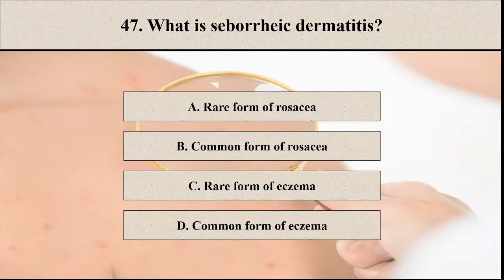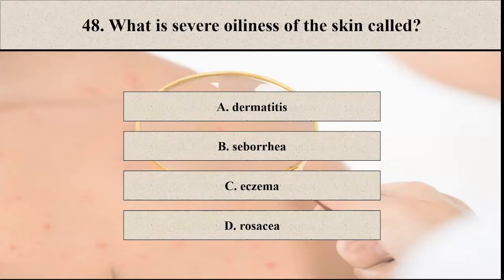What is seborrheic dermatitis? Is it rare form of rosacea, common form of rosacea, rare form of eczema, common form of eczema? If you chose D, common form of eczema, you are correct.